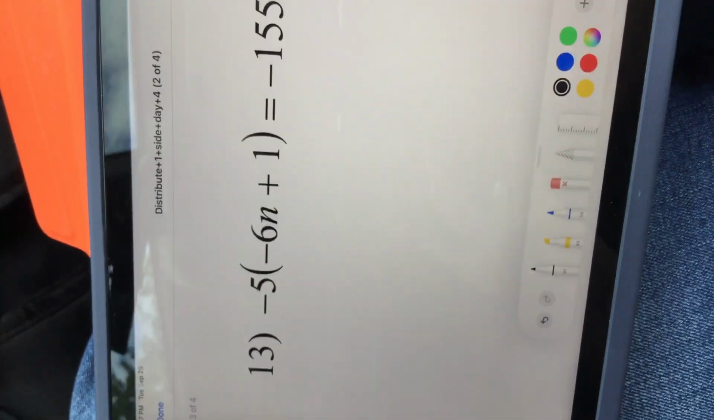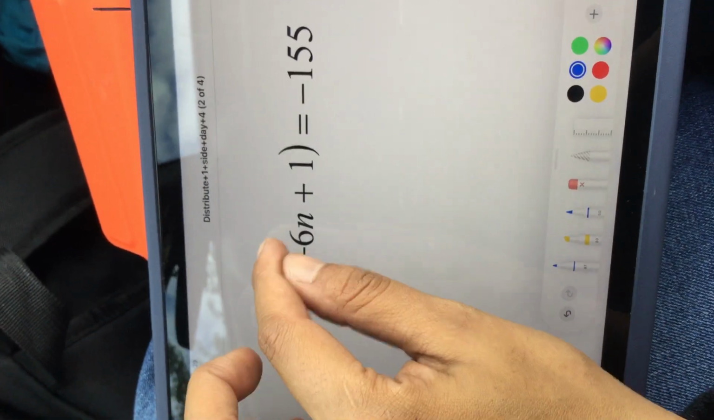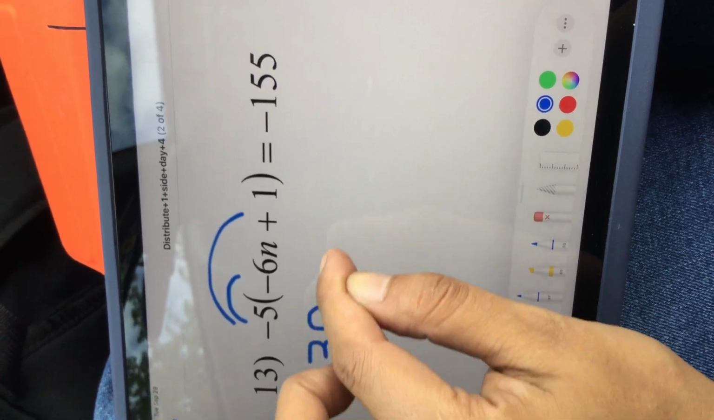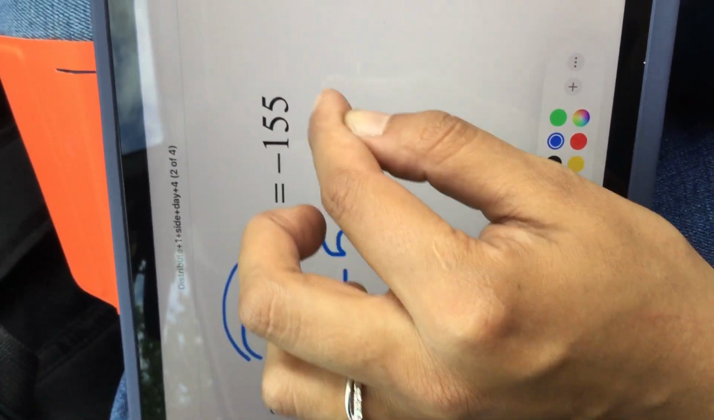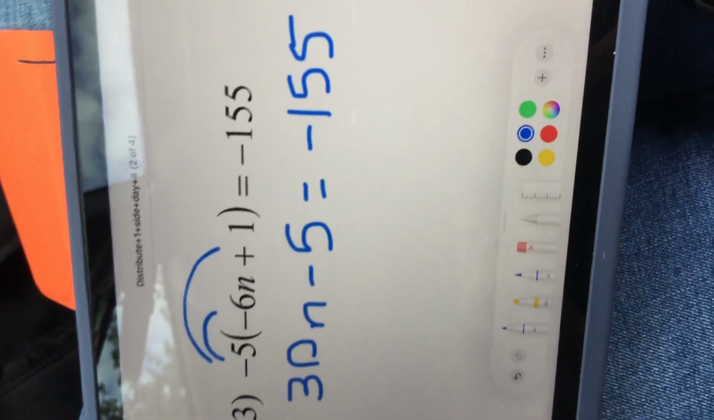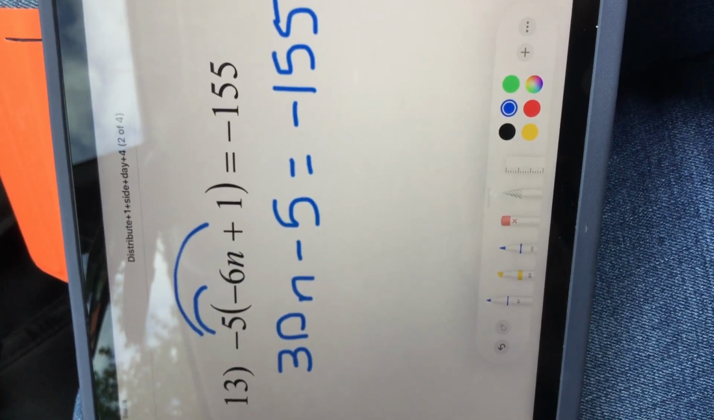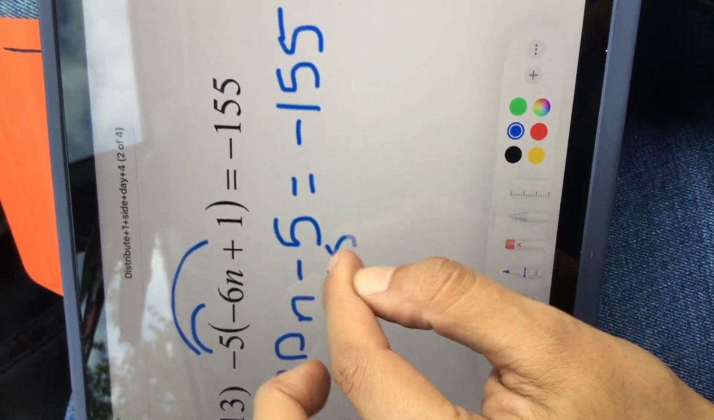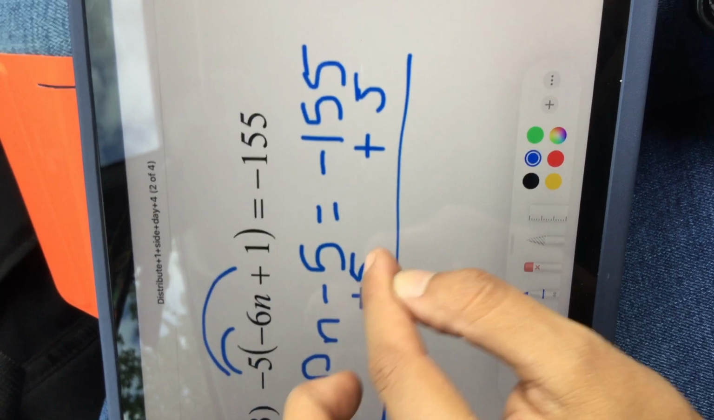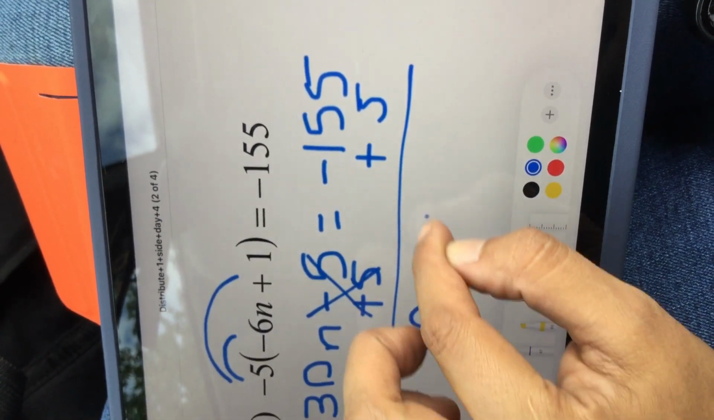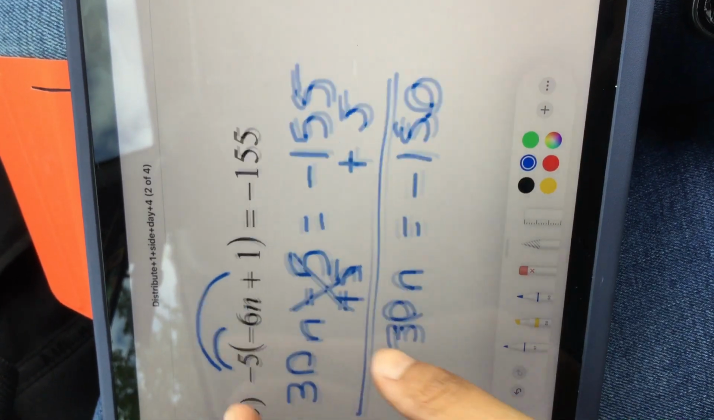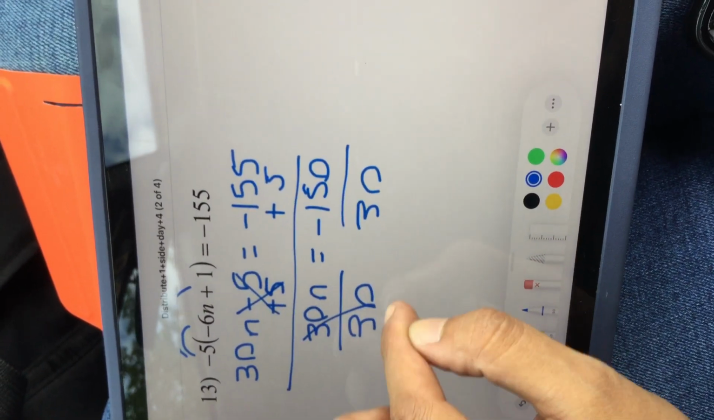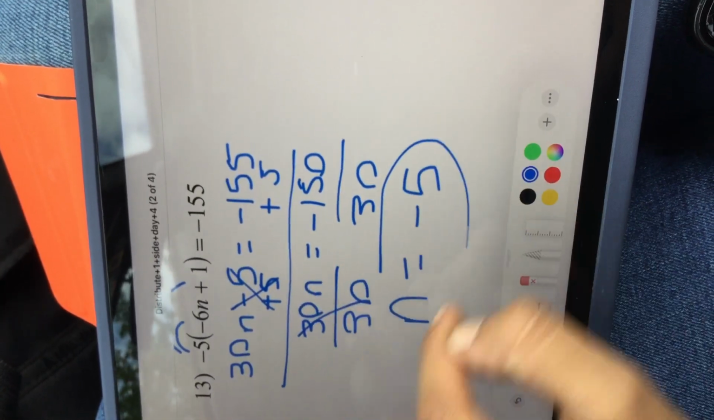Looking at 13, our first step is distribute. So I got 30n minus 5 equals negative 155. We say, can we combine like terms? The answer is no. So we're ready for add or subtract. In this case, we can add 5, add 5. So 30n equals negative 150. Our last step is going to be divide by 30. So n equals negative 5.